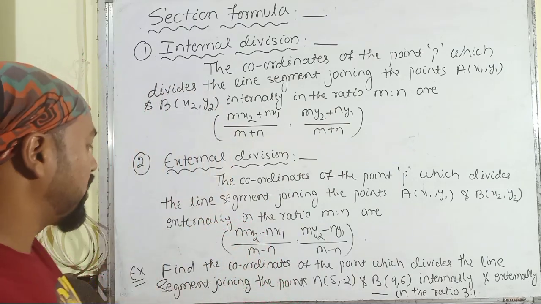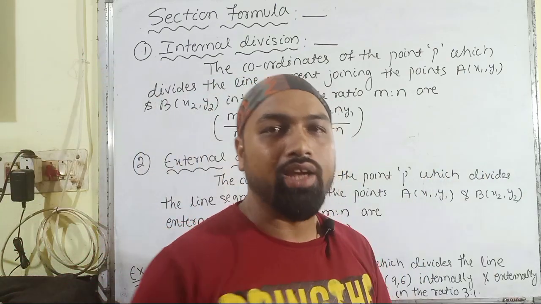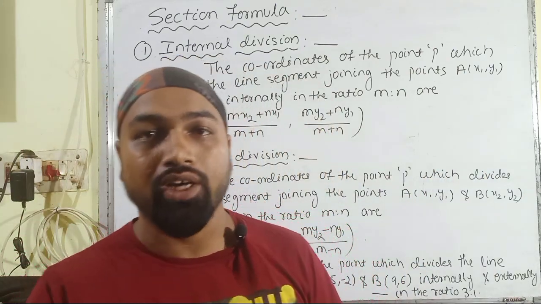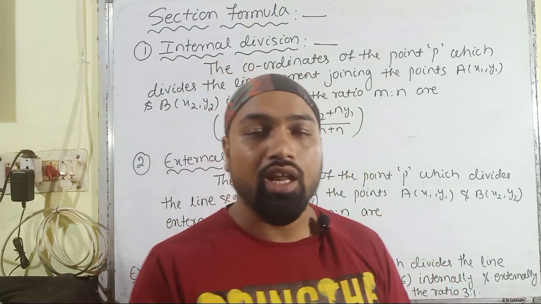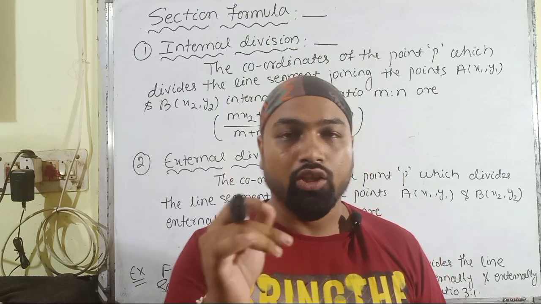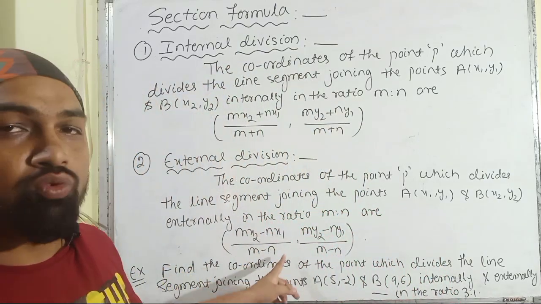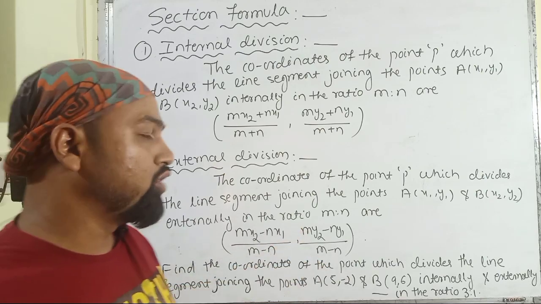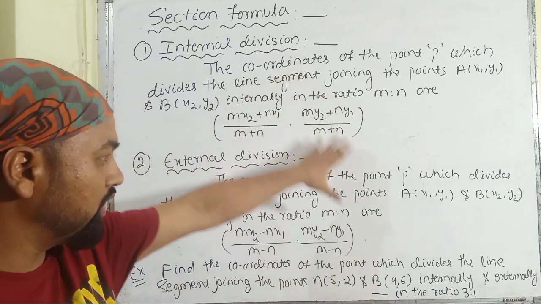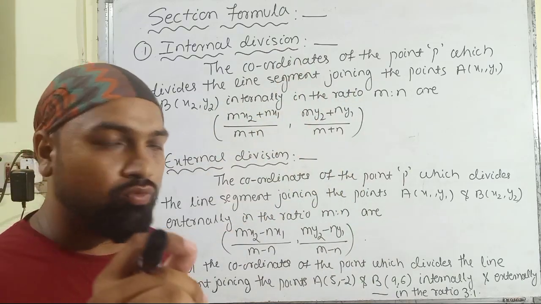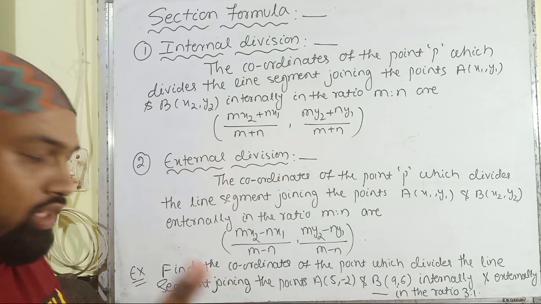Similarly, in the external division, if the point P(x, y) divides the same line segment AB joining the two points A (x1, y1) and B (x2, y2) externally in the ratio m is to n, then the coordinates are given by (mx2 minus nx1) divided by (m minus n), and (my2 minus ny1) divided by (m minus n). By using these two formulas, we have to solve one problem, the first problem of this video session.